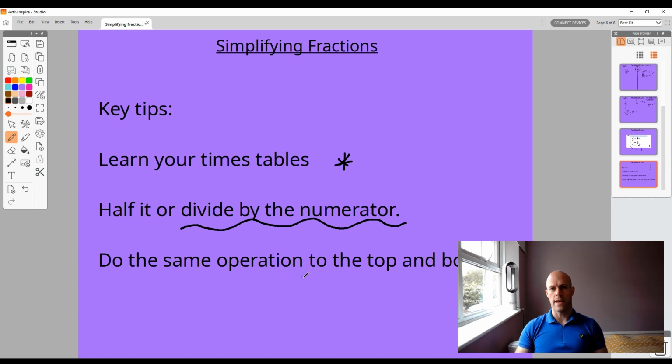So what I mean by that is if you're going to divide the numerator by 2, you need to divide the denominator by 2 as well. Stick to that, and you should be on the way to learning how to simplify fractions. I will do lots more on fractions, adding fractions, multiplying fractions, dividing fractions. There are so many more kind of lessons and revision guides. But for now, that is how to simplify fractions. My annoying thing that can stick in your head is half it or divide by the numerator.